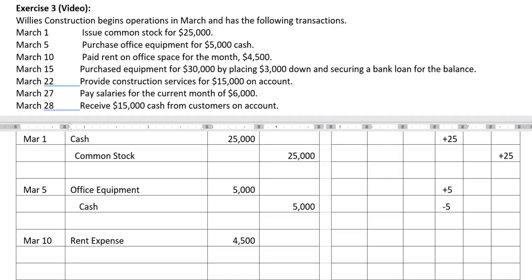Well, there's really only one way you can pay for something, and that is through cash. So our cash is going down by $4,500. Now, let's talk about the income statement and the balance sheet. How are they being impacted?